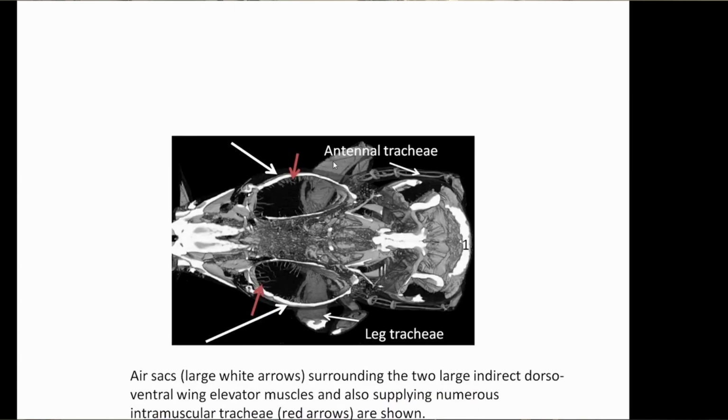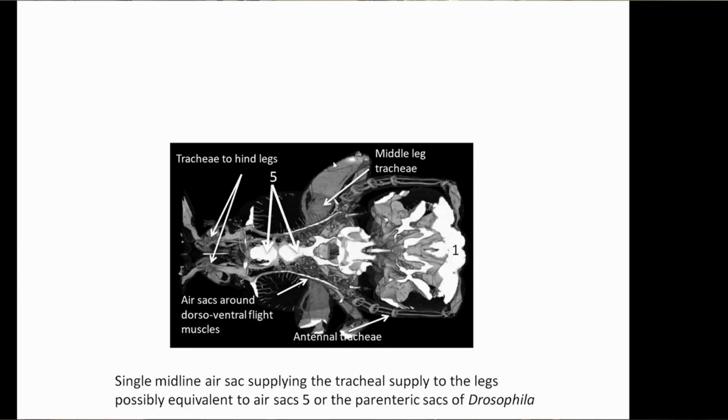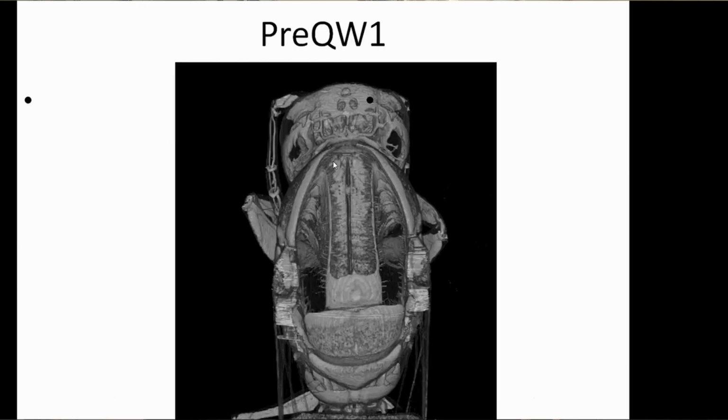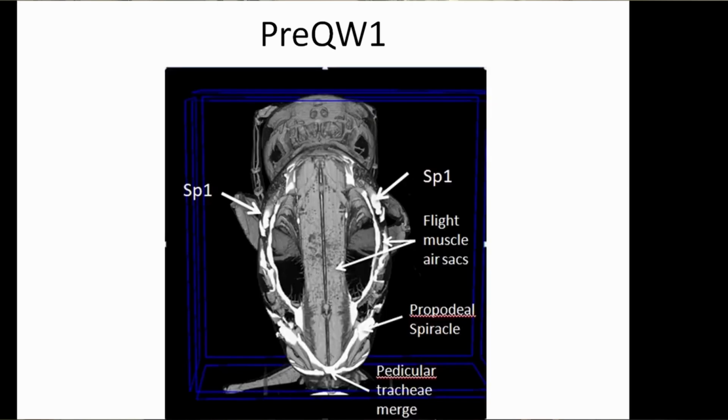These are just other views, and I'm going to rattle through these and get you to look at them at your leisure, and I'll just point out one or two features. This is a view from above, and I'm going to now be cutting in, and I particularly want to look at the tracheae that pass from the first thoracic spiracle into the head.